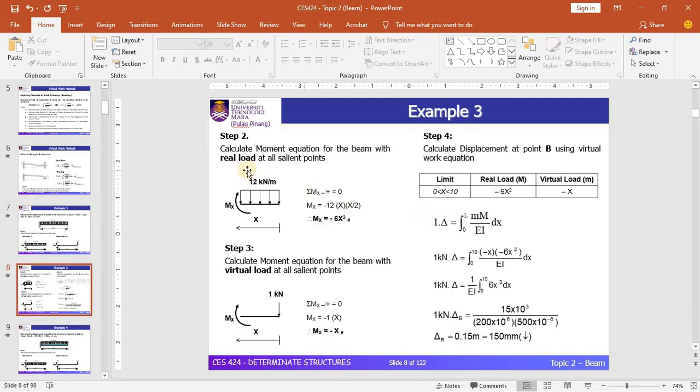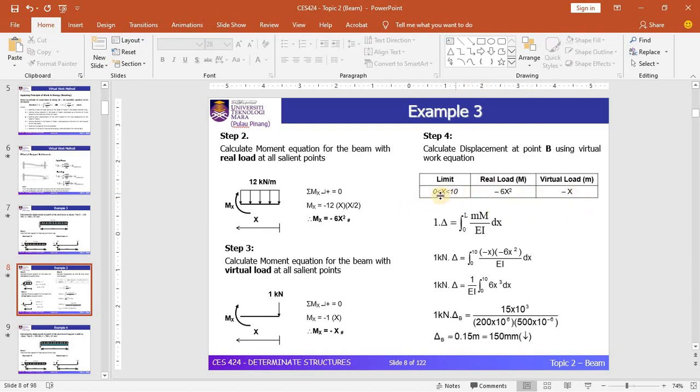Considering the actual or real diagram, the equation of moment is equal to negative 6x squared. Meanwhile for the visual diagram, the moment equation is equal to negative x. You can tabulate this into a table, but in this case it is not necessary because you only have one cut section. But if you deal with many cut sections, for instance 3 or 4, it is very practical to put all the equations into one table.